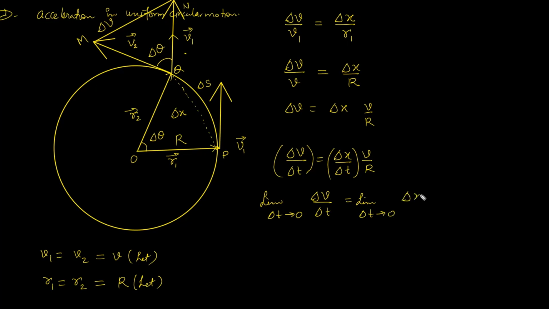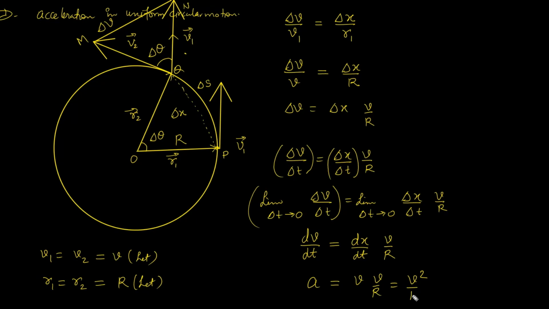It means now we are going to talk about the instantaneous, not the average. So now delta v upon delta t with the limit delta t tends to 0 will be dv by dt, the instantaneous acceleration. In the same way, dx by dt is the instantaneous velocity. So now I can say the acceleration a is equal to v into v by r, which is nothing but v square upon r. I hope the derivation is clear to everyone. Tell me.